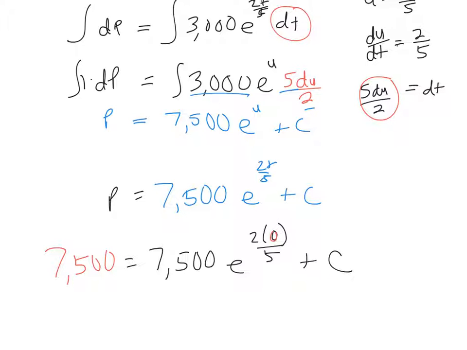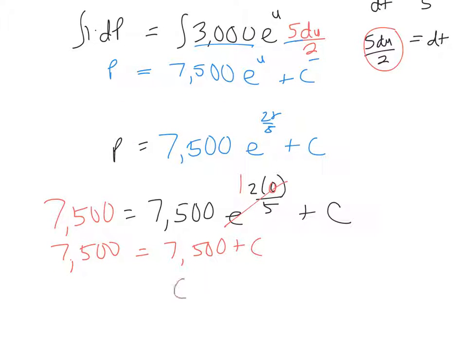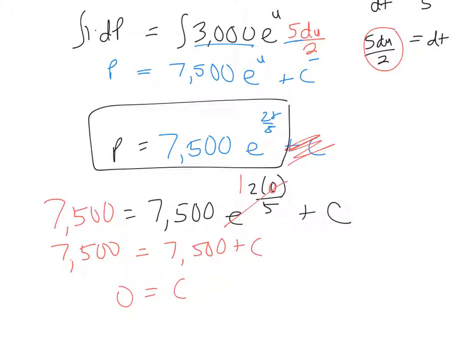Putting my 0 in, e to the 0 is just 1. I subtract the 7,500 because I now have 7,500 equals 7,500 plus C, and no surprise with what we thought the equation should be, I'm going to end up with C equals 0. So get rid of this C, and my particular solution is actually that. That should explain where we get the 7,500. It's not just magic. It's from solving the differential equation, and that's what we said it should have been based on what we knew about our initial condition.